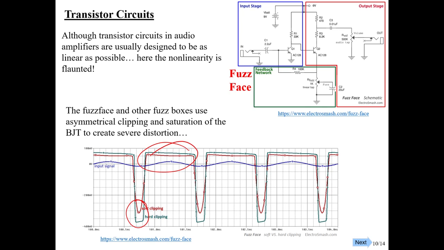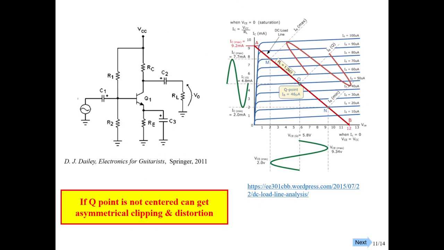The other thing we see here is asymmetrical clipping or asymmetrical distortion, whereas the diode clippers will give you symmetric distortion. So those will give you two very different sounds, and that's part of why a fuzz face sounds the way that it sounds. Now, just a little reminder, here's a classic transistor circuit. Where is this nonlinearity coming from?